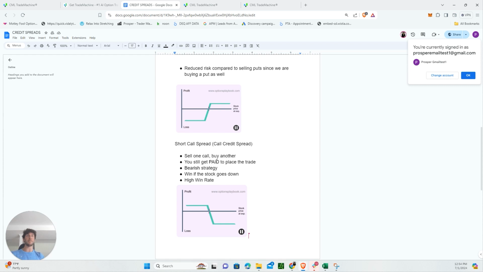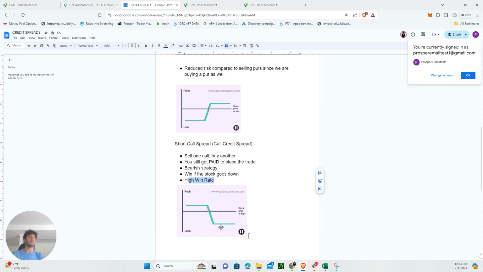You're still getting paid to place that trade, but this one's a bearish strategy. So you win if the stock goes down, and it still has a high win rate for you, right? So same kind of idea here, where let's say you sell a call spread at a certain strike price. If the stock is below that at expiration, you basically get to keep your money. If not, you have a certain amount of downside.